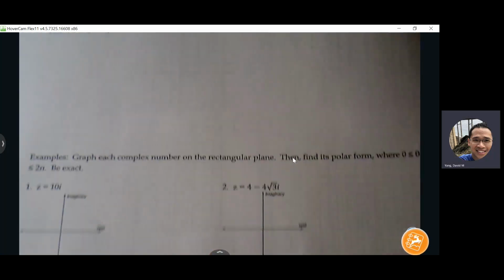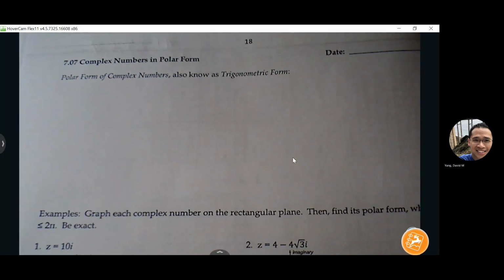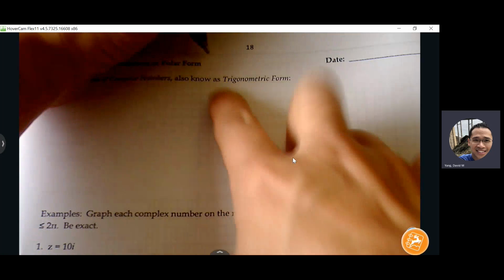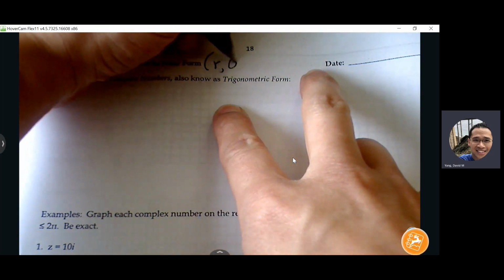All right, page 18. Okay, so polar form of complex numbers, also known as trigonometric form. And we know what polar form looks like, right? Polar form is radius followed by theta.